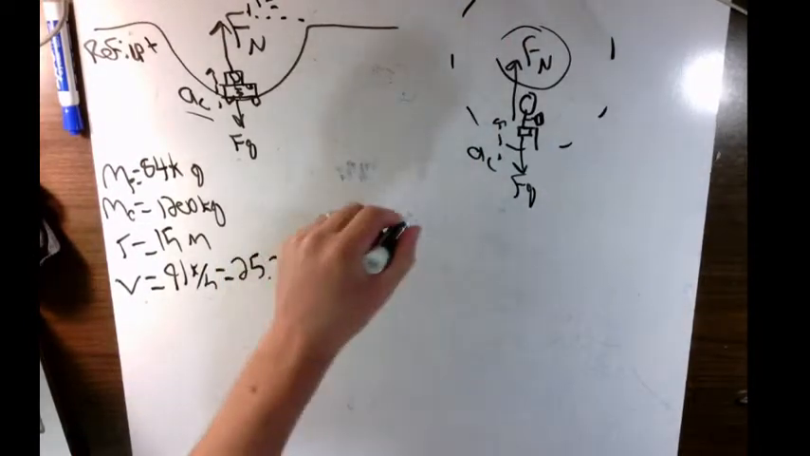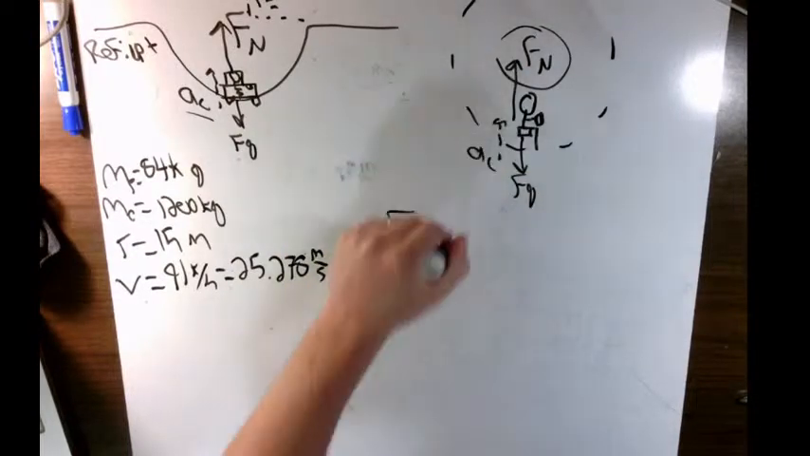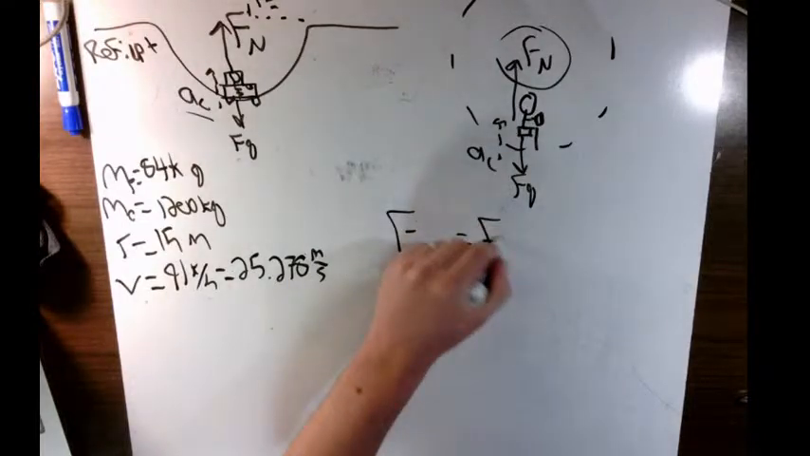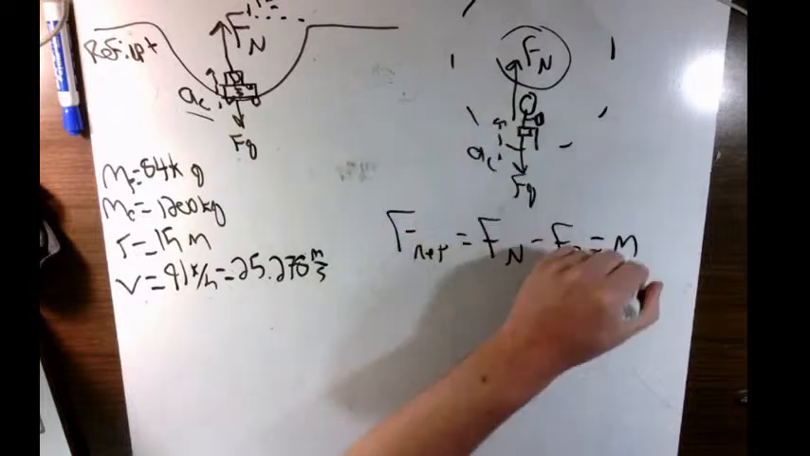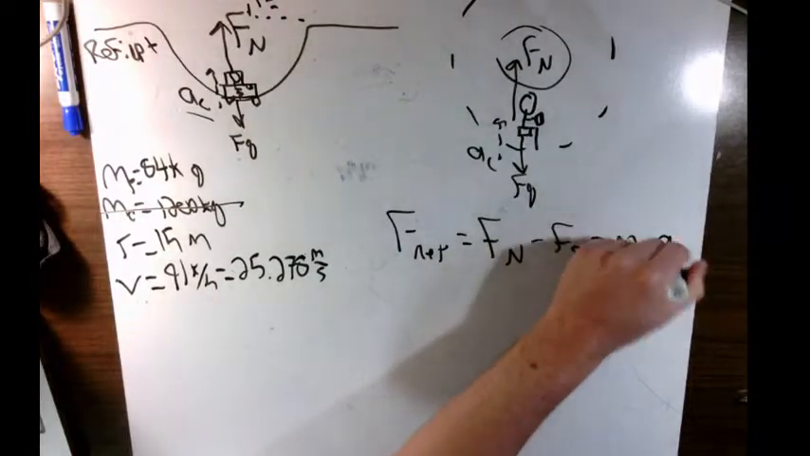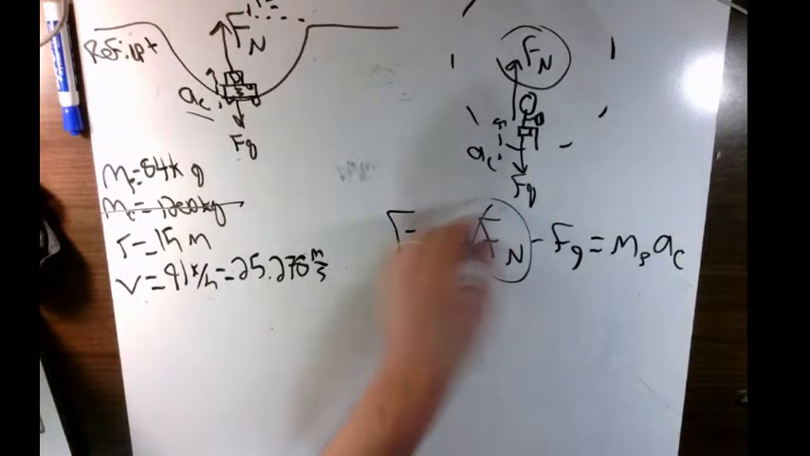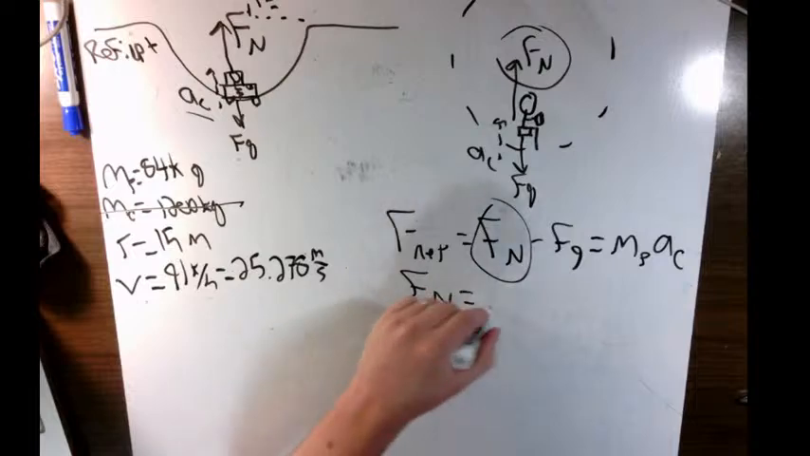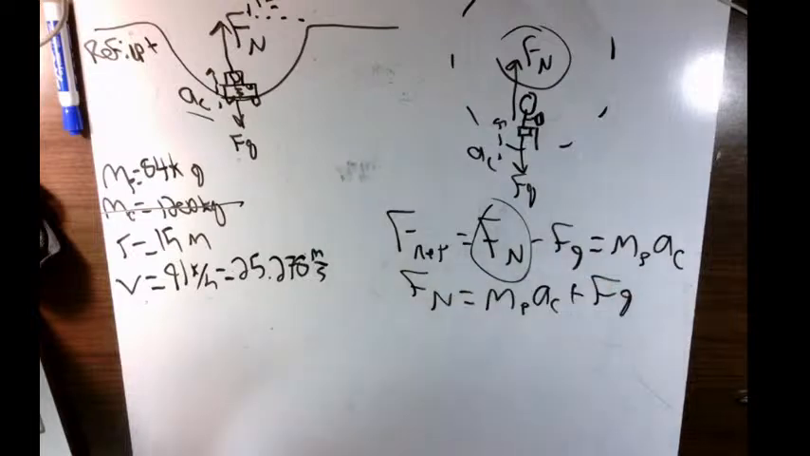So let's write out our net force equation for this. The net force for this guy is equal to our normal force minus force of gravity, and that's going to be equal to the mass of the person, not of the car, times centripetal acceleration. We can kind of ignore the 1200 kilogram car; that's a distractor. So we're trying to solve for our scale reading. Fn is equal to the mass of the person times centripetal acceleration plus force of gravity.